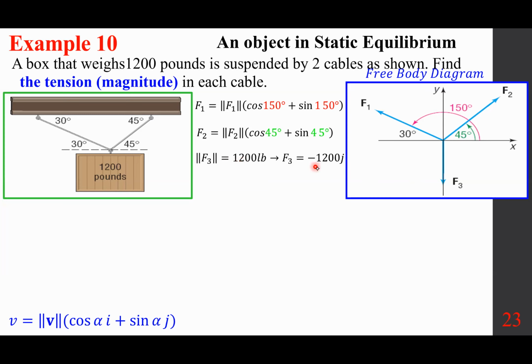That's what we have. Now, the summation of F, this is the notation, the summation of F must be 0. And in order for that to be 0, all the components must add up to 0, meaning you calculate all the components in the I direction, you calculate the components in the J direction, and each one must be equal to 0. So let's put summation of F, which is F1 plus F2 plus F3.